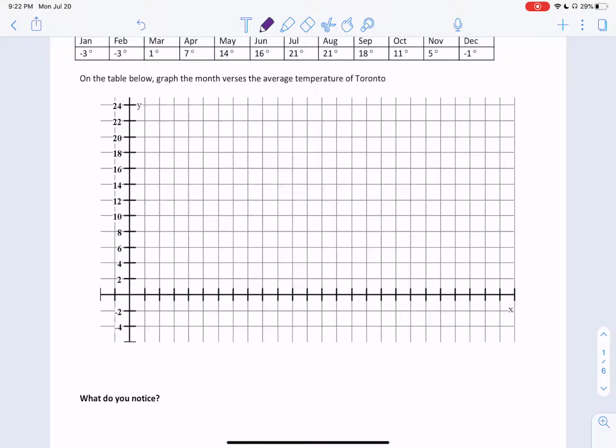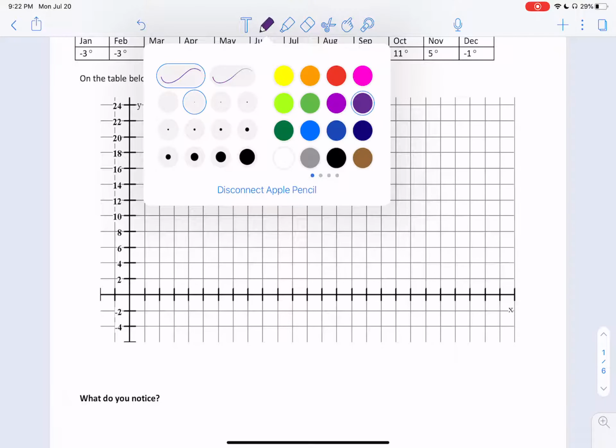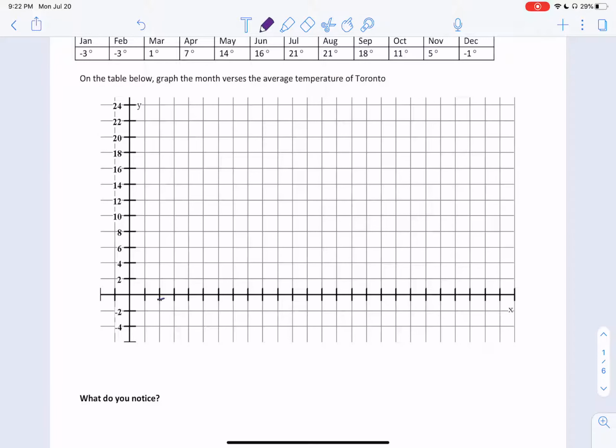So below, I'm just going to put my months. Just going to space them out. So we'll have January, February, March, April, May, June, July, August, September, October, November, December. And now we're just going to plot our temperatures.